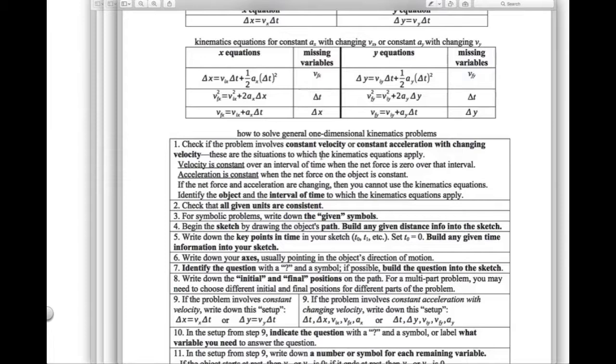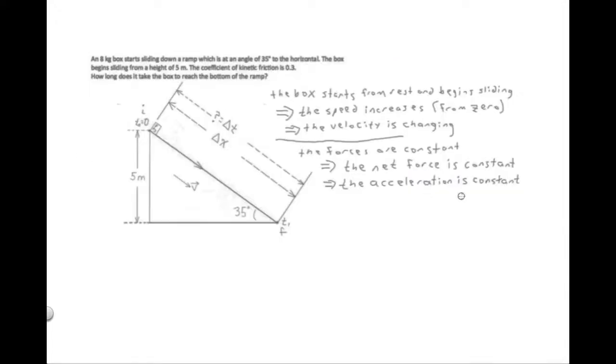By the way, remember that earlier we decided that on this problem we were going to apply the form of kinematics that involves constant acceleration. And we said that we knew that the acceleration would be constant because the net force on the object is constant. And we knew that the net force would be constant because the individual forces would be constant. So earlier in our analysis, we said that it looked like the forces would be constant in this problem. And now we can confirm that that's really true.